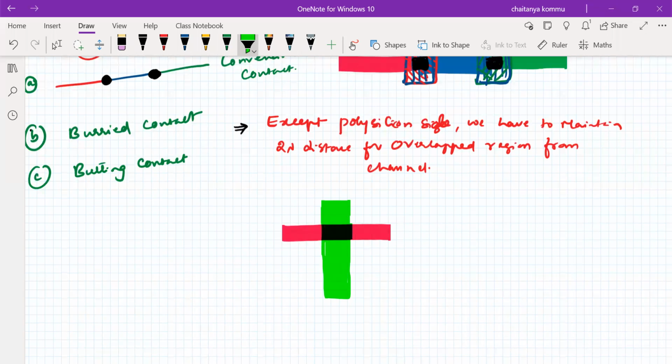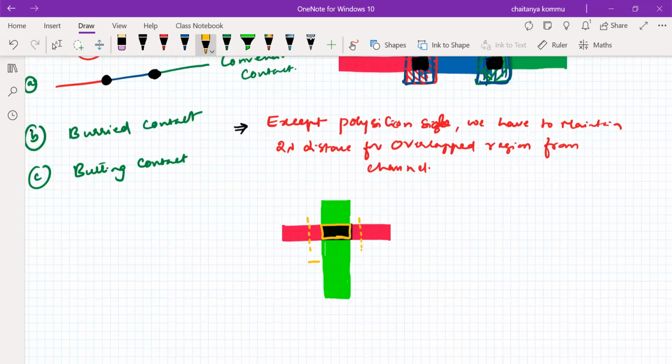Diffusion is going in this direction. Now, we have to identify that this is the channel region. Towards the polysilicon side, the overlapped region should be 1 lambda we have to maintain. From here, 1 lambda we have to maintain. Here also 1 lambda we have to maintain.